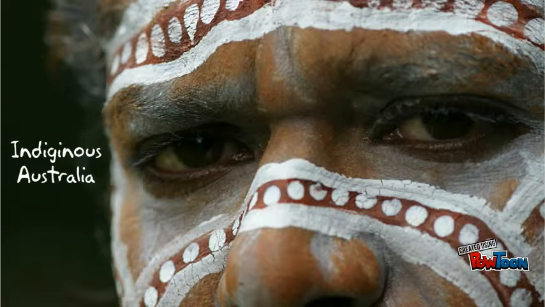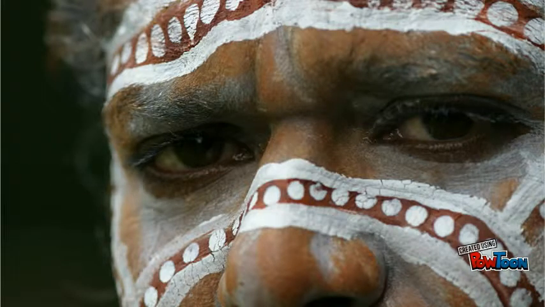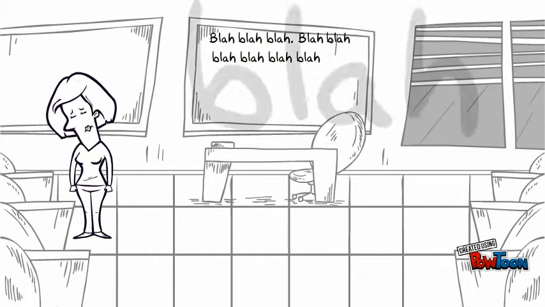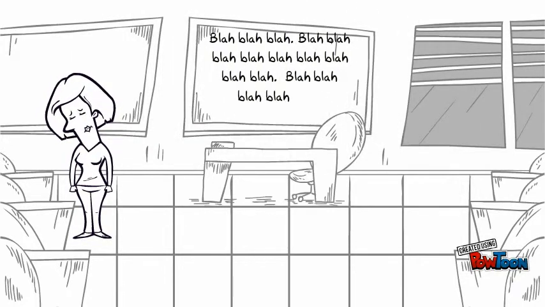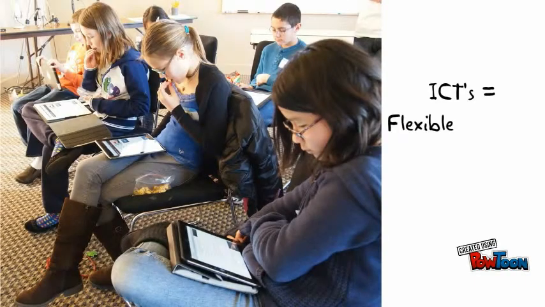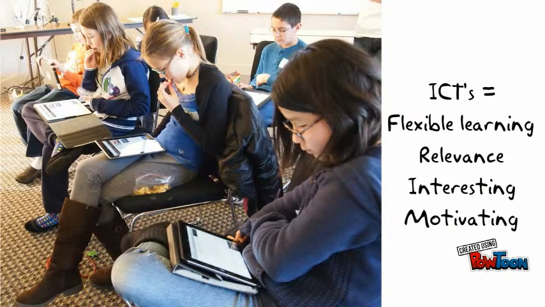Looking at our first topic in history, we focus on the diversity of Australia's first people and the continuous connection they have with the land, sea, waterways and skies. Traditionally, this could be done via the old talk and chalk method, with me at the front of the class talking at the students, throwing out facts about the Indigenous Australians. Now, with the use of ICTs, the lessons become a learning experience, making it more relevant, interesting and motivating.